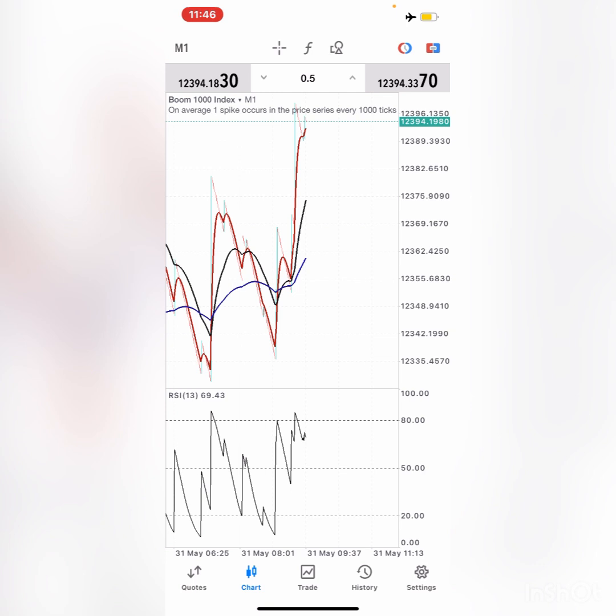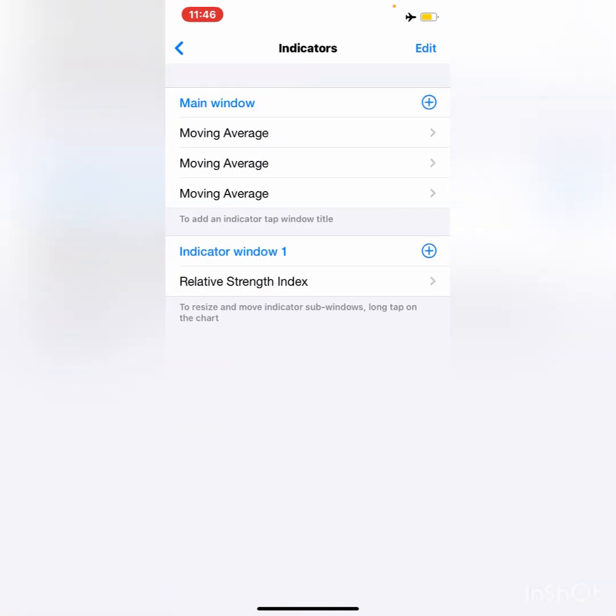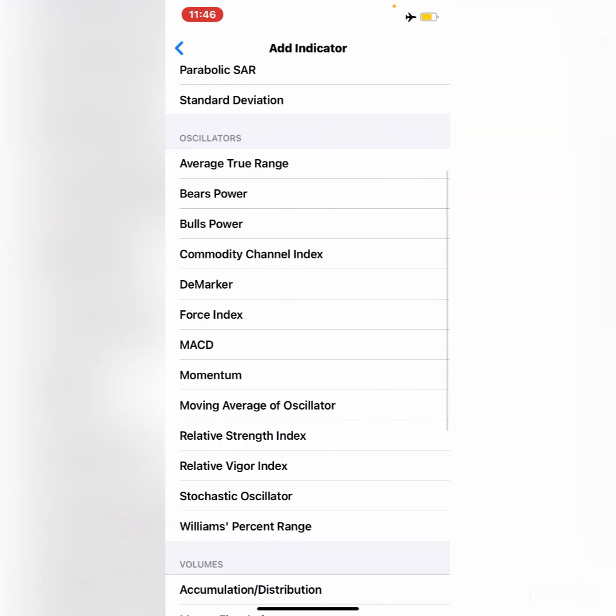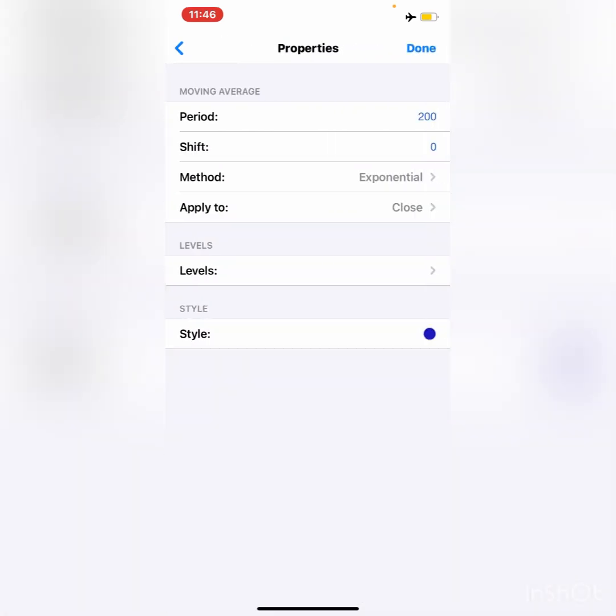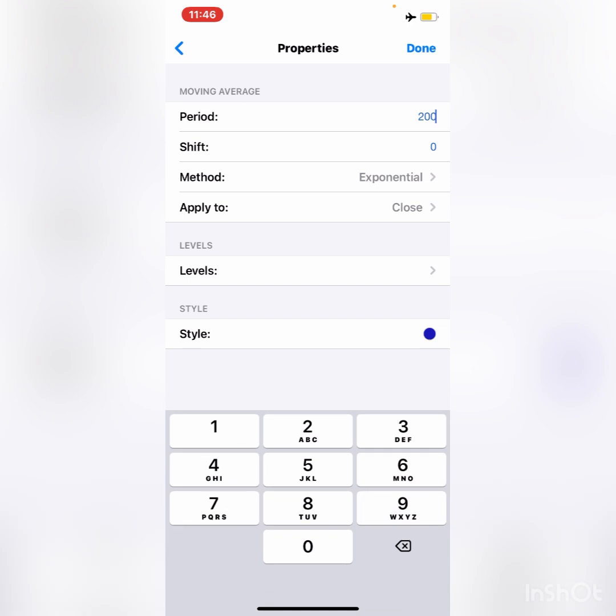The next indicator that we want to install is a moving average, and it is going to have the following settings. Indicator window 1, we're going to go to moving average, and we're going to need a period of 2. This is our TDI, guys. This is our TDI that we are installing right now. Don't miss anything.